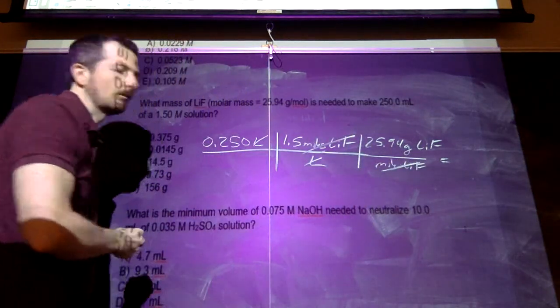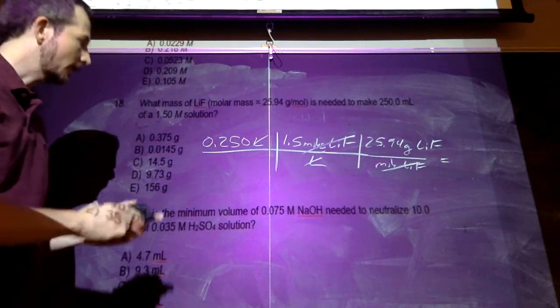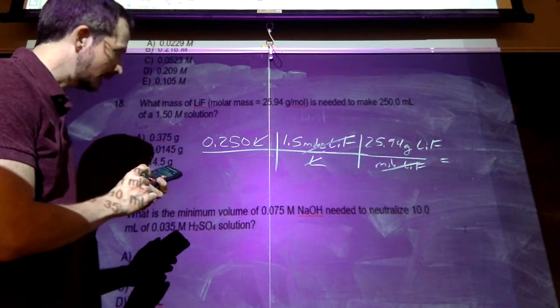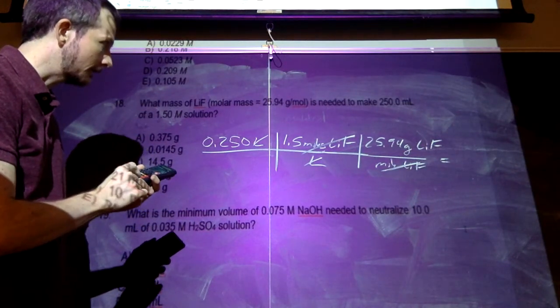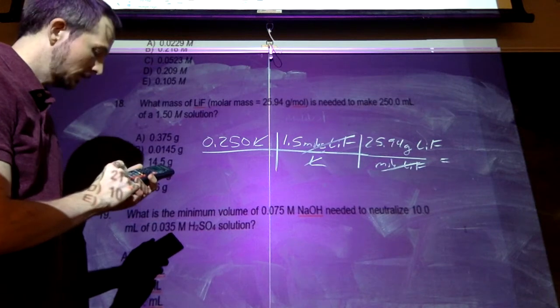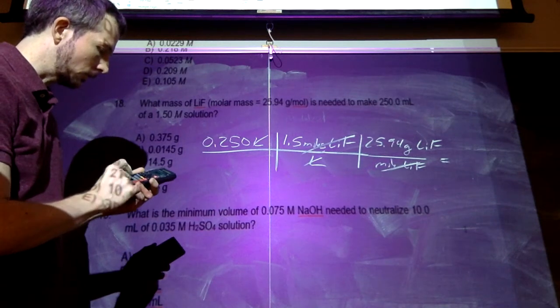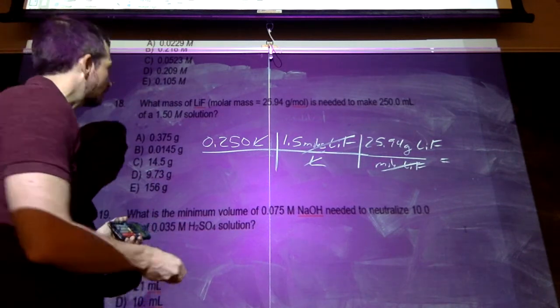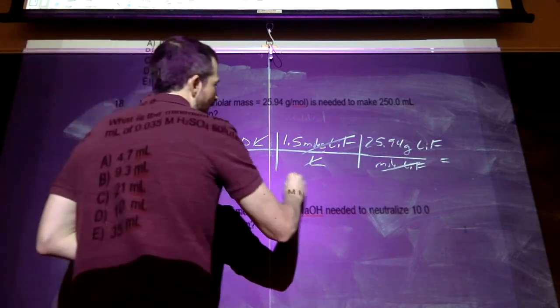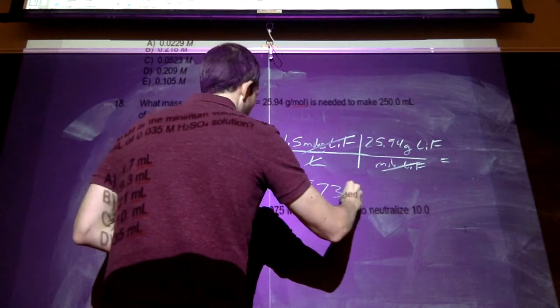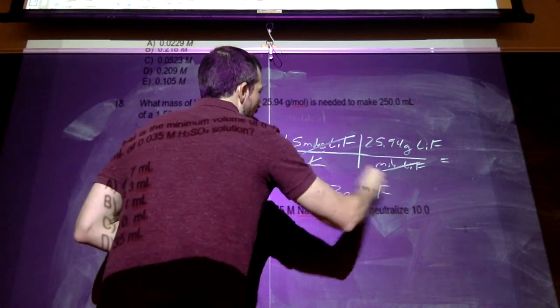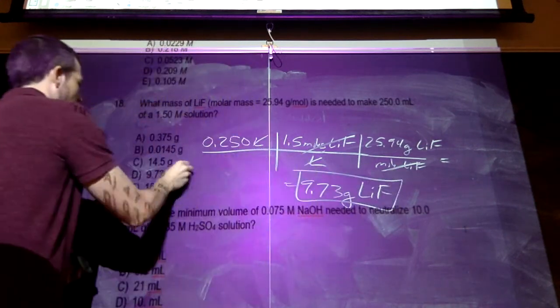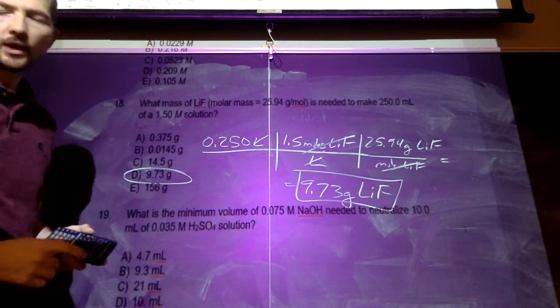So if I calculate that out, 0.25 times 1.5 times 25.94, I get 9.73, three significant figures. I need 3. So D, correct answer.